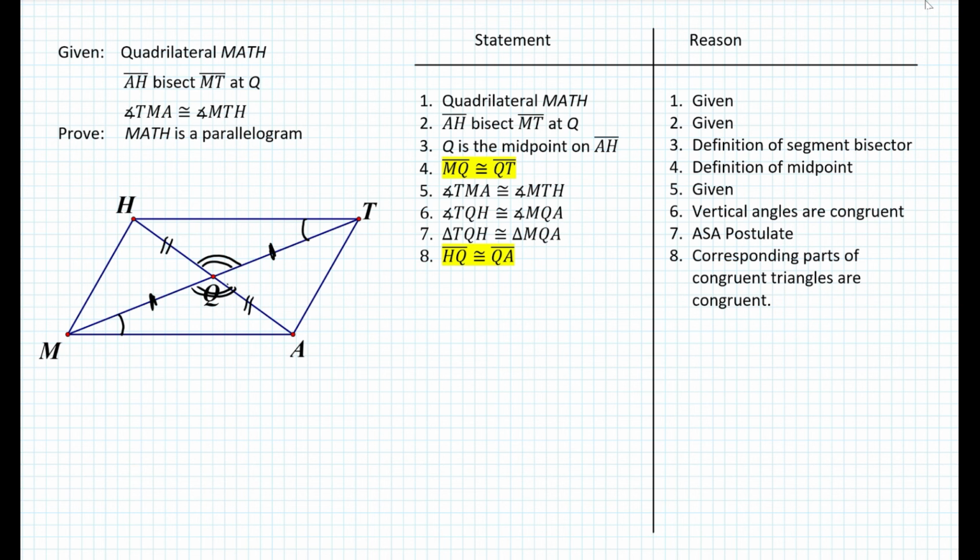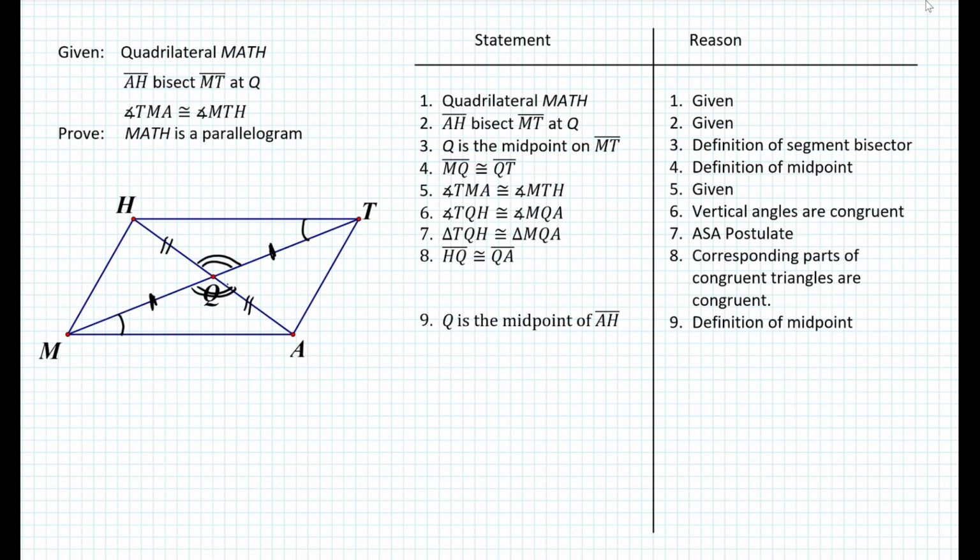If we think about the definition of a segment bisector, we're referring somehow to a midpoint, okay? So first we need to state now that Q is not just the midpoint of segment AH, but also Q is the midpoint of segment MT. And by the way, going back here, this actually is an arrow. That should be Q is the midpoint of MT. So let me change that really quick.